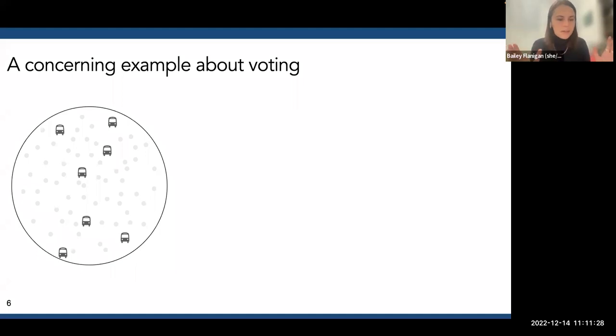Okay, so we have our neighborhood here, contained within this circle, and the light gray dots are people, that's where they live. And these gray buses are the existing bus stops in the neighborhood. And you can see that there's two regions of the neighborhood that are really underserved by bus stops. And so the city says, okay, we have enough money to build one more bus stop in your neighborhood. And it's going to be at either location A or location B, and you're going to vote on where to put it.